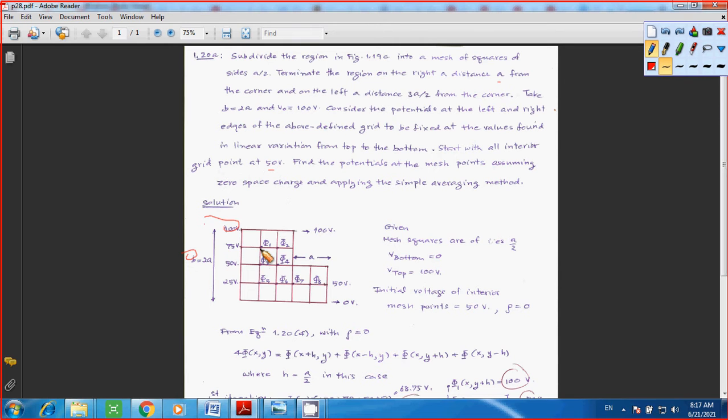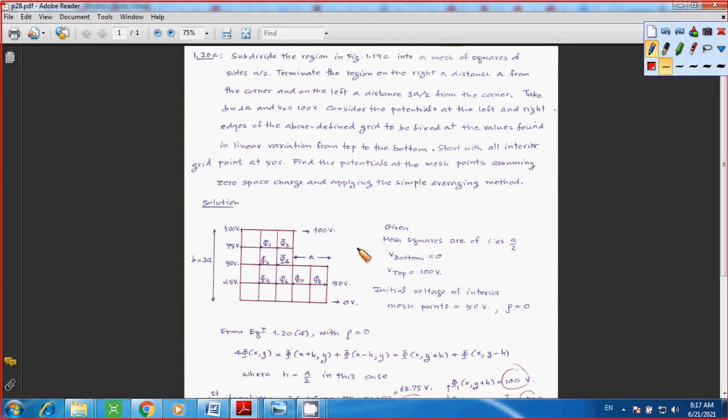Okay, so initially we're going to assume V1 to V8 are 50 volts. Find the potentials at the mesh points, assuming zero space charge and applying the simple averaging method. So this is your plane, and you have the potential along the edge as in the figure. So we are looking for the potential at each mesh point, which is V1 to V8.